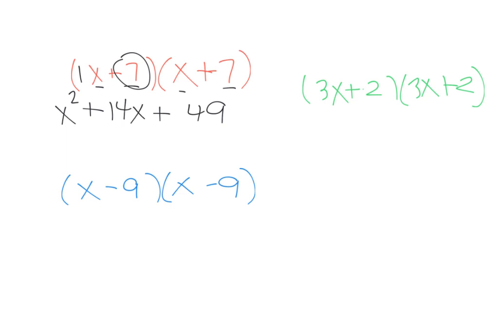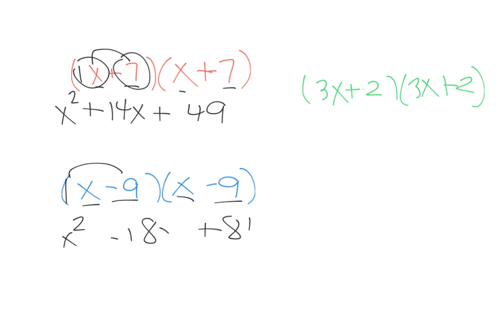Because you're actually doing your 7 times, you're doing that whole thing there with the x. x minus 9 times x minus 9. Your first two we know are x squared. Negative 9 times negative 9 is positive 81. Negative 9 times 1x is negative 9x. Double it is negative 18x.